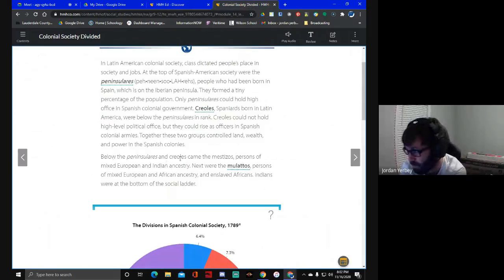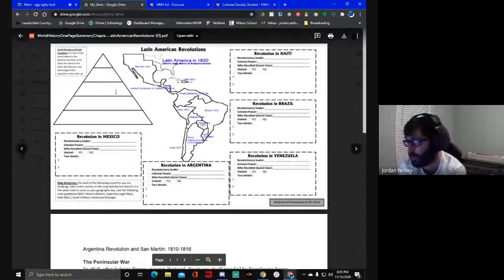Below the Peninsulares and Creoles came the Mestizos. Next were the Mulattoes and the enslaved Africans, and then last at the bottom were the Indians. And so you'll see the social hierarchy there. That's the first part.